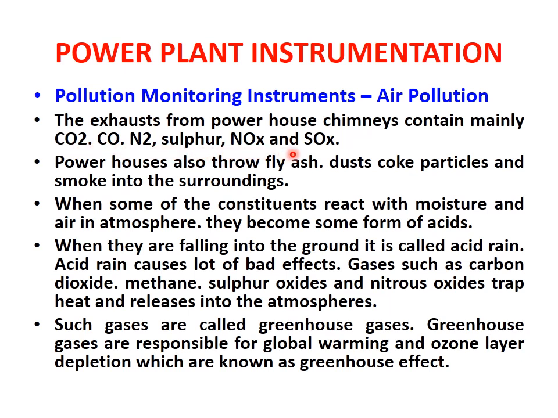The exhausts from powerhouse chimneys contain mainly carbon dioxide, carbon monoxide, nitrogen, sulfur, nitrous oxides, and sulfur dioxides. So basically, these are the various types of exhaust from the powerhouse chimneys. And now all these exhausts are going to cause air pollution. The powerhouses also throw fly ash, dust, coke particles, and smoke into the surroundings.